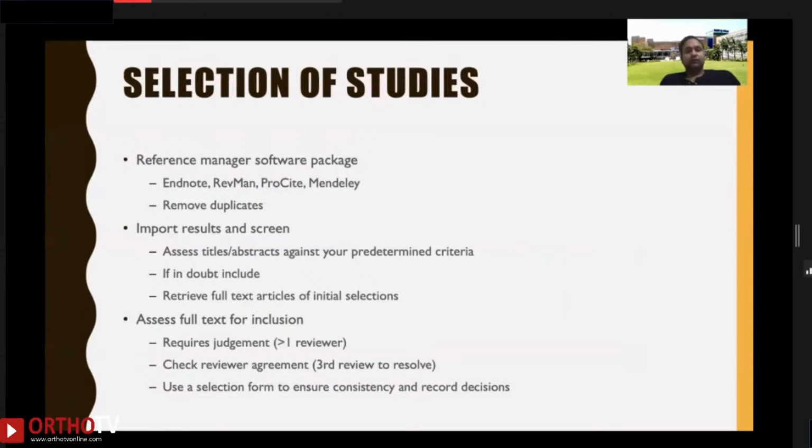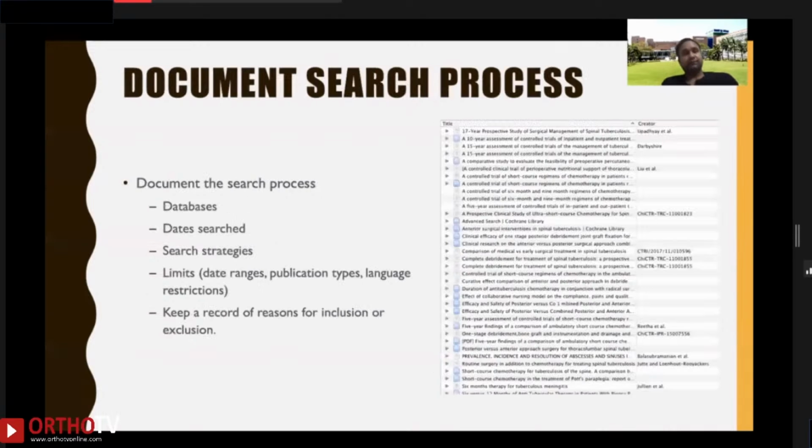Then you have to also use the reference manager software packages, because they remove the duplicates. You can import all these articles, and you can retrieve the full text articles of the initial selections. If there is a doubt, sometimes you have to take a call whether to include this article or not. Ideally there should be more than one reviewer, and to check for the reviewer agreement, a third reviewer should also be there.